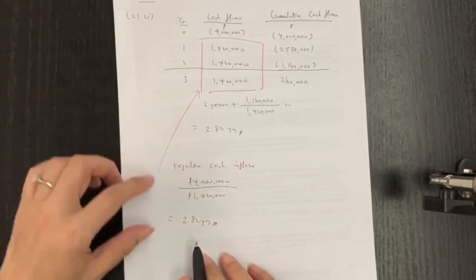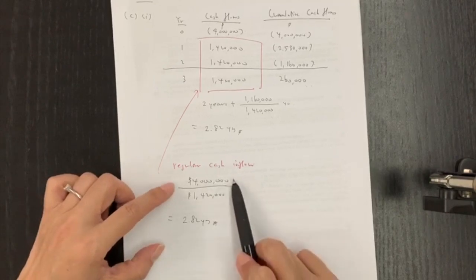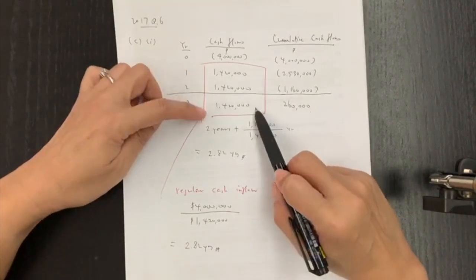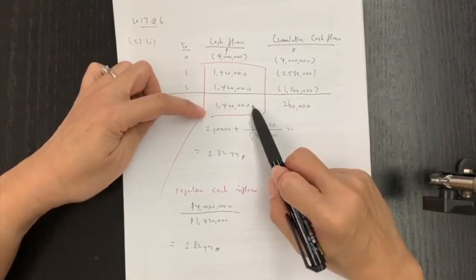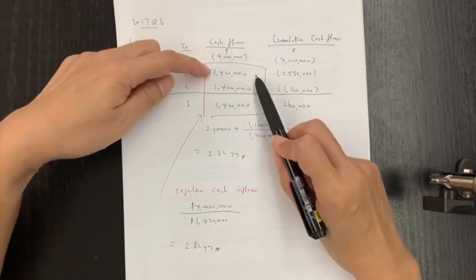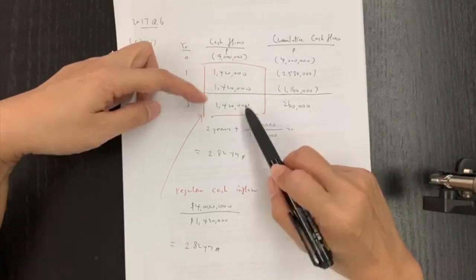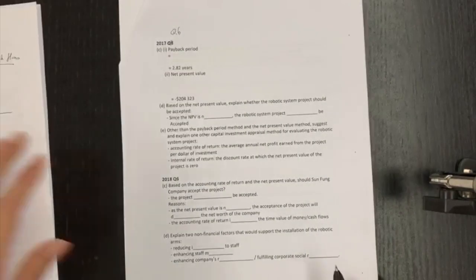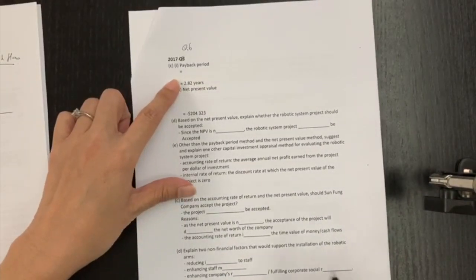Okay, so that means under what situation can we use the faster method? When we have the same amount of cash inflow in each year, then you can just use the initial outlay divided by the regular cash inflow. Okay, so this is the calculation of payback period.